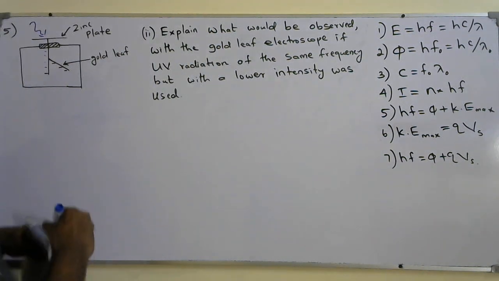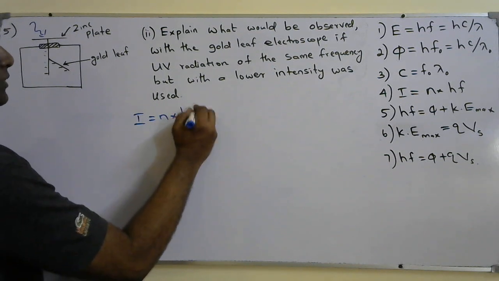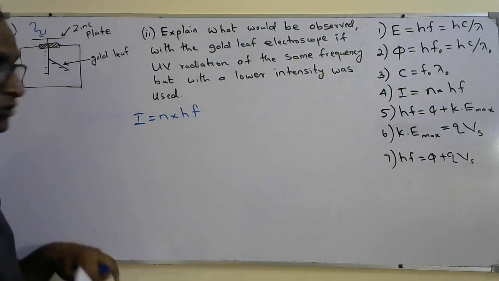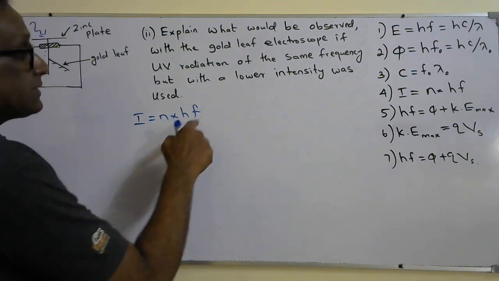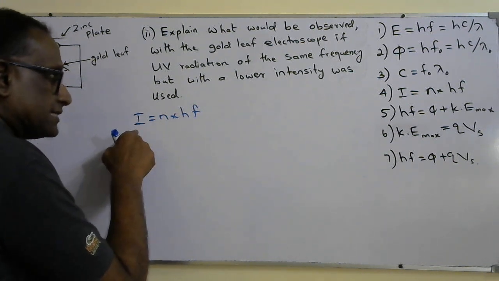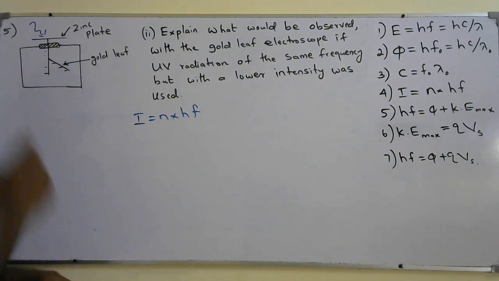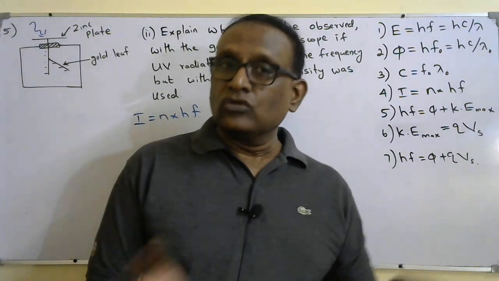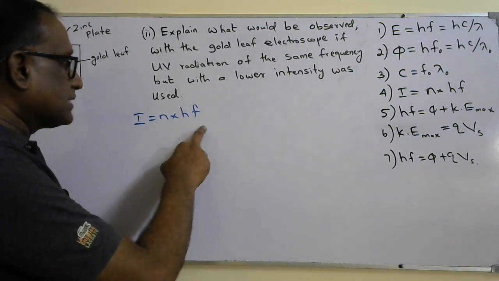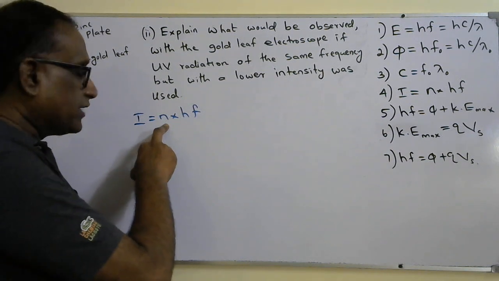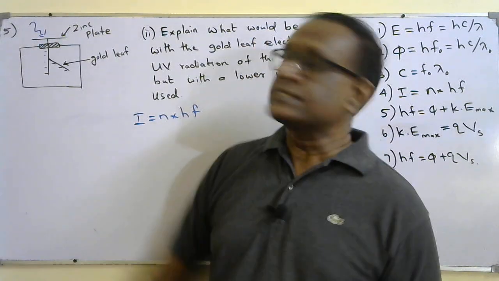You should say intensity I equals n times HF. You should define what is n. I am not writing, but you must write in the exam. So lower intensity with the same frequency means the number of photons falling on the zinc plate per unit area per second will be lower. You should define what is n: the number of photons falling on the zinc plate per unit area per second will be lower.